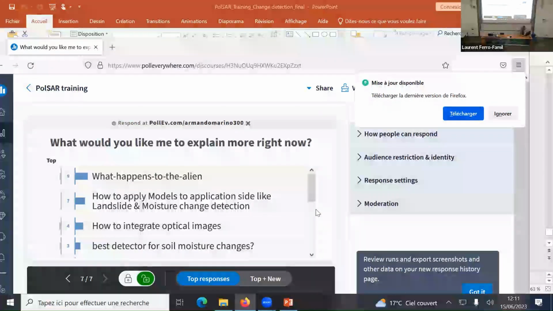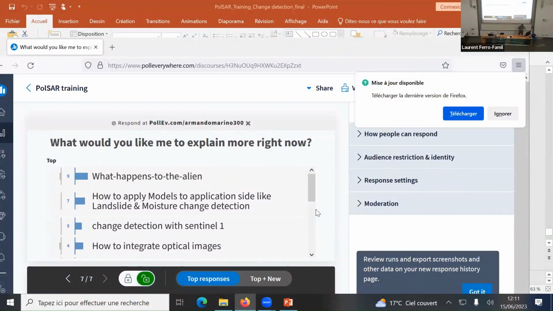How to apply models to application side like landslide and moisture change detection. Yeah. This is a big question. So you're interested in how to do change detection for moisture, right? Yeah, I don't have a direct answer.